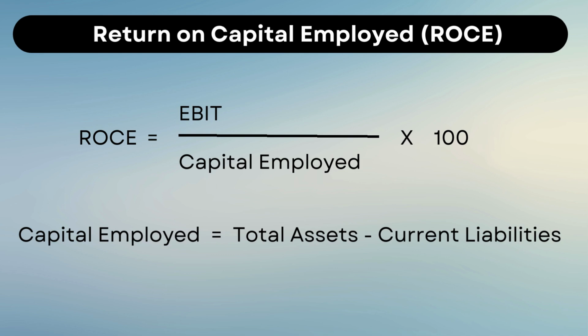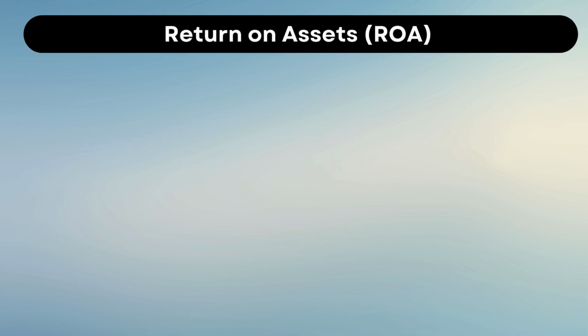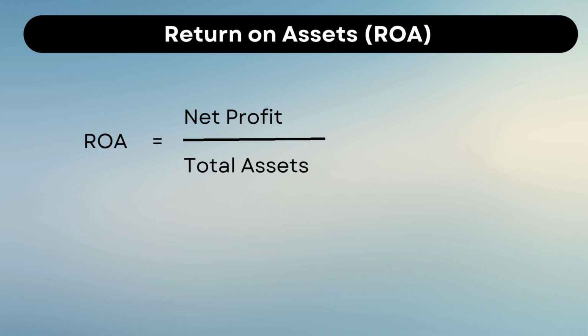Now the last one, return on assets. Return on assets, that is ROA, is equal to net profit divided by total assets multiplied by 100. It measures how effectively the company uses its assets to generate profits. Thus we have covered the key profitability ratios here. Hope these are clear to you. In the next part, we will take up the other ratios.